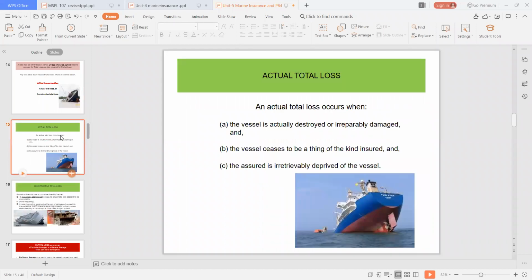See, this actual total loss occurs when the vessel is actually destroyed or irreparably damaged. The vessel ceases to be a thing of the kind insured, and the assured is irretrievably deprived of the vessel. So there's no chance to retrieve anything. So that is actual total loss, how it happens here.